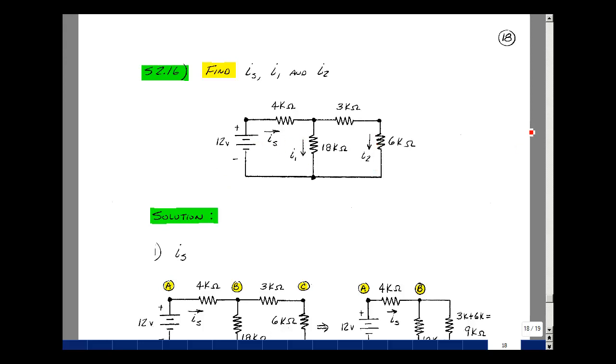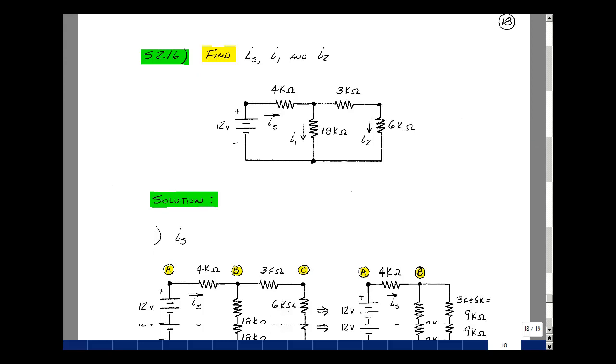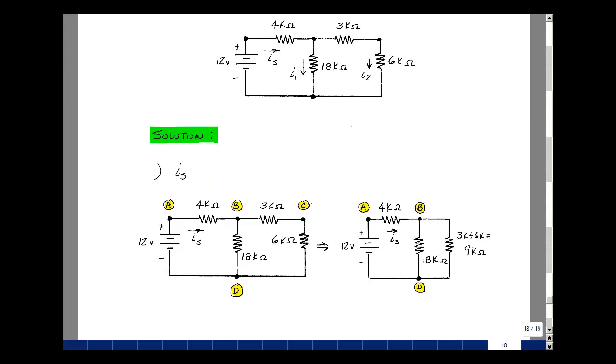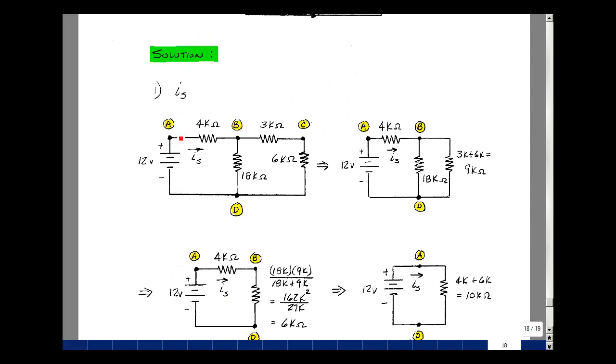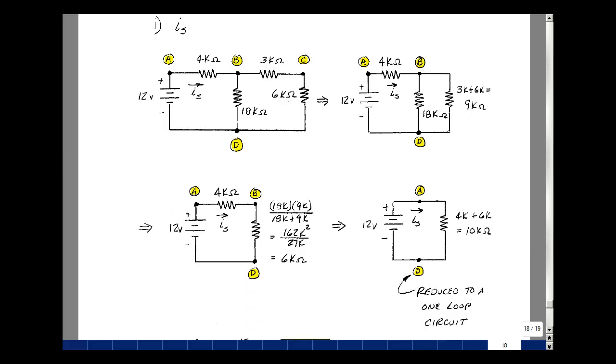I'm going to use equivalent resistances to solve for it and then do power in the circuit to show the conservation of power. Let's find the resistance seen by this voltage source, then we could solve for I sub S just using Ohm's law. I have 3K in series with 6K because they share the same current, so that's going to be 9K, and that's going to be in parallel with 18K. Combine those two: the product of 18K times 9K over 18K plus 9K turns out to be 162K squared over 27K, or 6K ohms. That's in series with the 4K. I have a total of 10K.